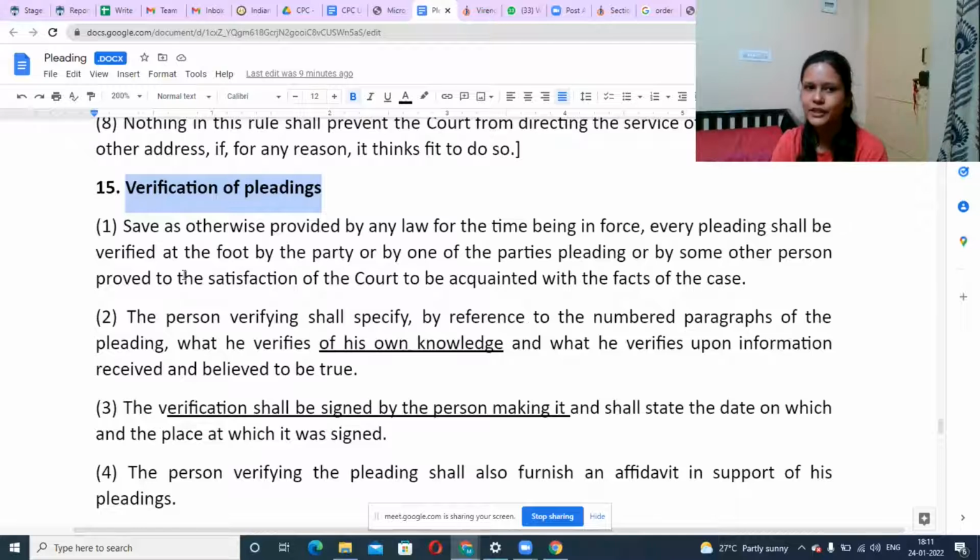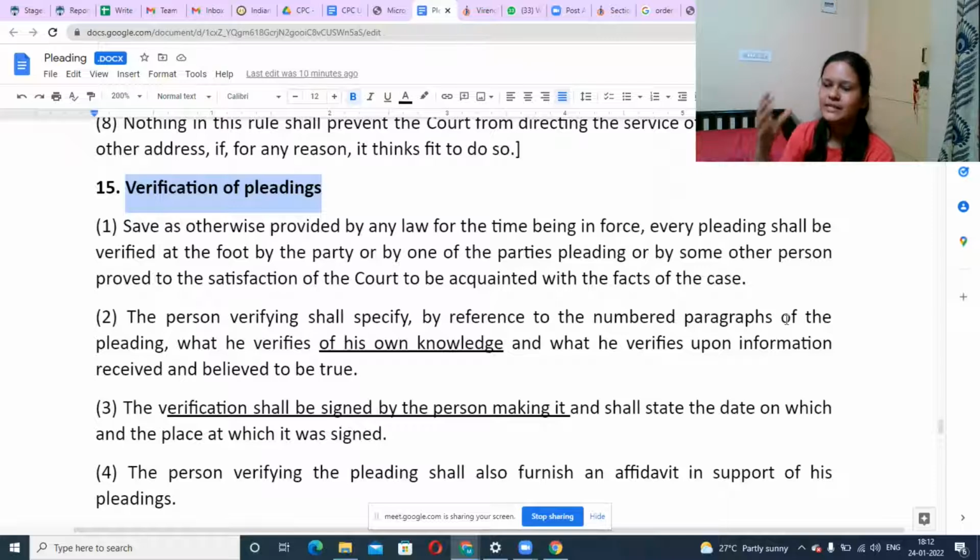So every pleading shall be verified at the foot by the party or by one of the parties pleading, or by some other person proved to be to the satisfaction of the court to be acquainted with the facts of the case. They can do the verification at foot of the pleading. And whoever is verifying does so by reference to the number of paragraphs, because all the paragraphs would talk about specific things.